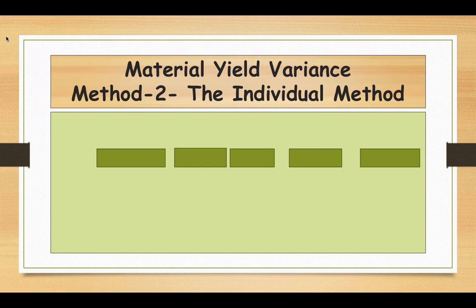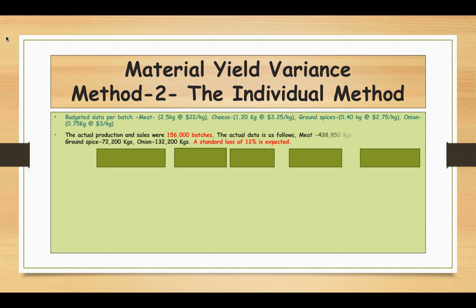So we are going to see the material yield variance calculation using our method 2, the individual method. Some of you might prefer the individual method. So the budgeted data and the actual data given. As we have seen before, we have to take the standard usage from our usage variance calculation and then standard mix from our mix variance calculation, and then we need to compare both to get the yield variance in kilograms. Then we need to times that by standard price per kilogram in order to get the yield variance in dollars.